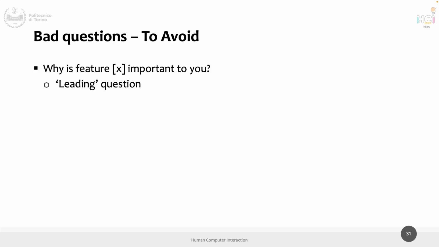So a better question could be: from 1 to 5, how important is this feature to you, where 1 is not important at all and 5 is fully important? Or: tell me about feature X and how you use it, so that you can understand if it's important or not, useful, not useful, or other dimensions of it. This is a leading question because the question includes or suggests a possible answer.